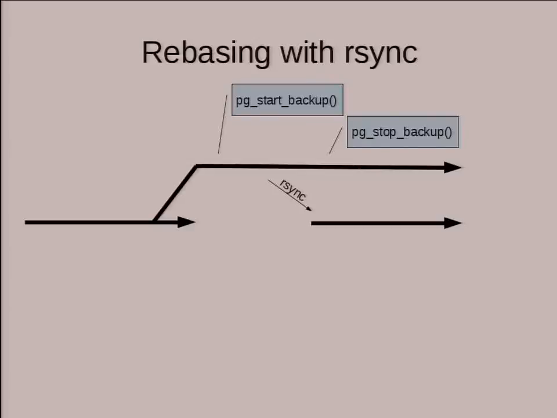pg_archivecleanup? Oh, that's a command. Yeah, I don't know. I have no idea. It tells you the oldest xlog file, but I don't know. I guess you could extract the timeline ID from that, but I don't think it's designed to do that. But as I said, they're small, so just keep them around. There's no harm.